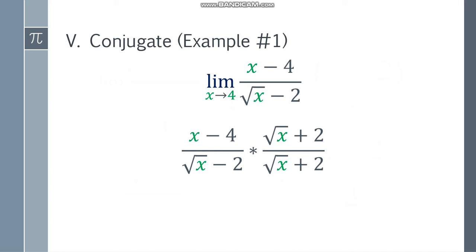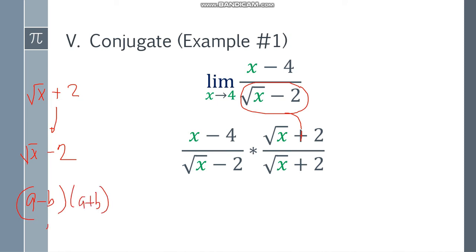So remember, our basis of conjugation is where the square root is. So if it's square root of x minus 2, we just change the sign, that will be plus 2. But if it's, for example, square root of x plus 2, then the conjugate will be the square root of x minus 2. The reason behind this is we have to get the difference of two squares. Remember this one? A minus b times a plus b will be a squared minus b squared.